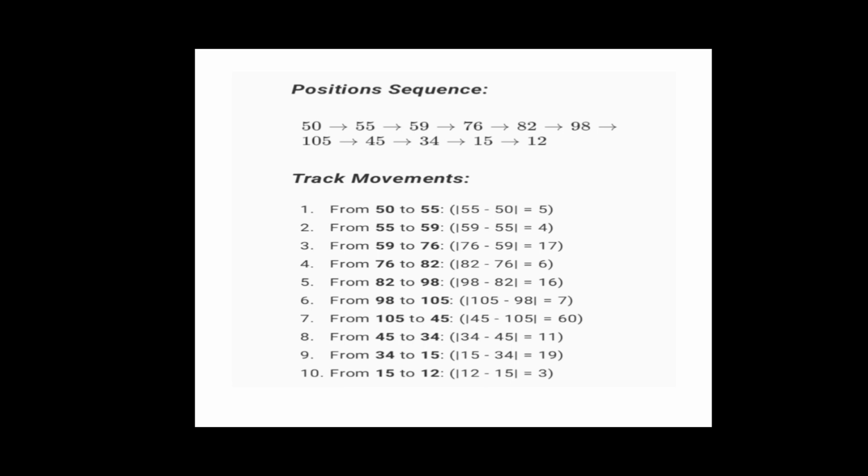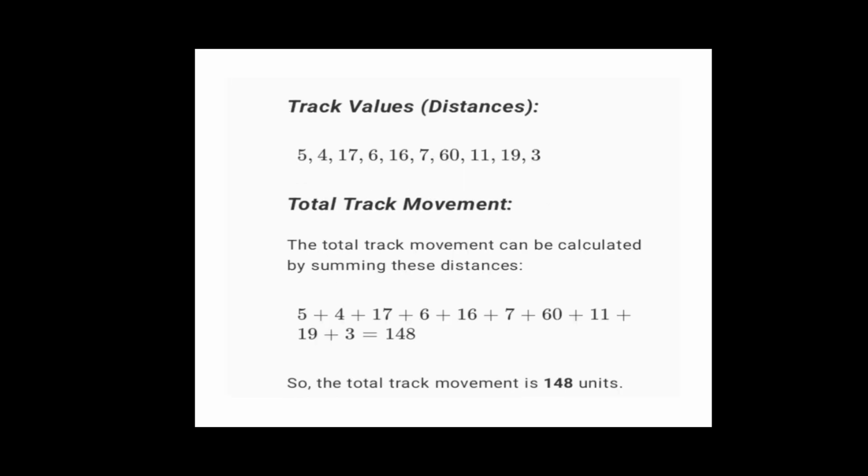From 50 to 55, you subtract the lowest value, and you can get the track movements. And from 55 to 59 you get 4. The track distances are 5, 4, 17, 6, 16, 7, 60, 11, 19, and 3. And the total track movement is 148 units.